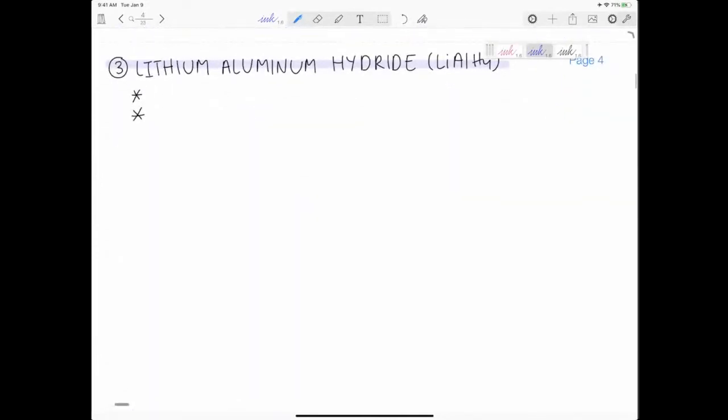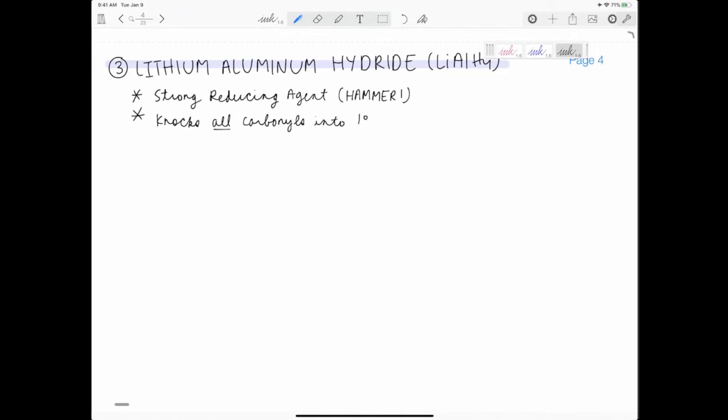All right, the next reagent we're going to talk about is lithium aluminum hydride. This is a big boy right here. Okay, it's a strong reducing agent. Okay, and when I took organic chemistry as a student, my professor called this the hammer because it's really strong. It's going to knock everything down. Okay, knocks all carbonyls into primary alcohols.